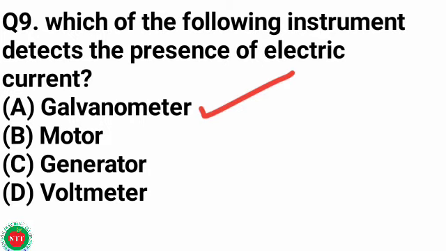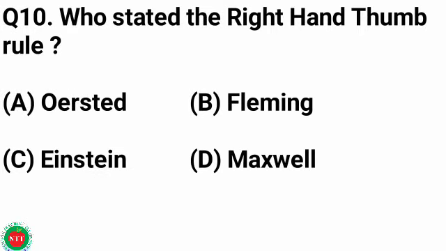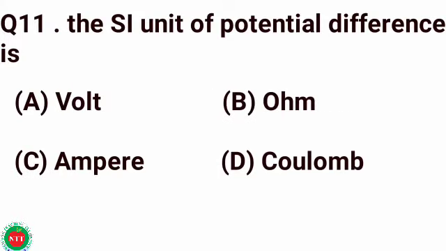Question number 10: Who started the right hand thumb rule? Oersted, Fleming, Einstein, Maxwell. And the right answer for this question is option B, Fleming. Question number 11: The SI unit of the potential difference is A, volt; B, ohm; C, ampere; D, coulomb. And the right answer for this question is A, volt.